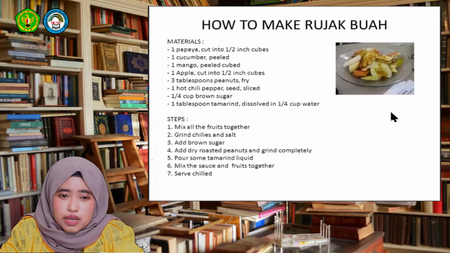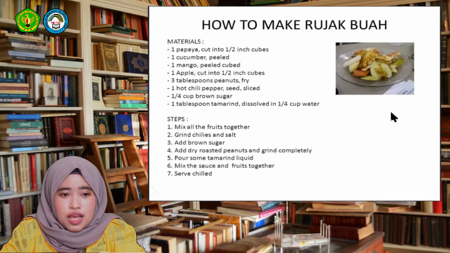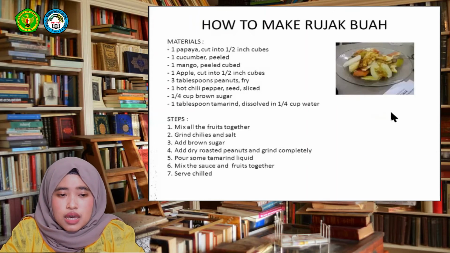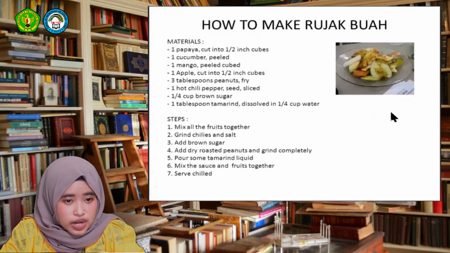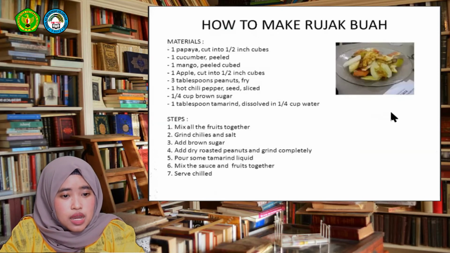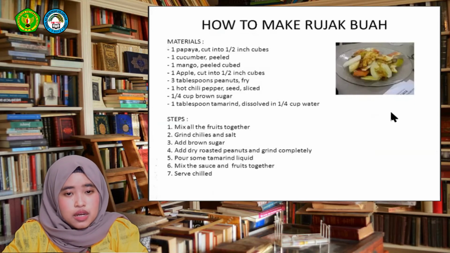This is an example of how to make rujak buah. You can see on the screen the materials: 1 papaya, 1 cucumber, 1 mango, 1 apple, 3 tablespoons peanuts, 1 hot chili pepper, and 1 tablespoon tamarind. And you can see the step by step to make rujak buah.